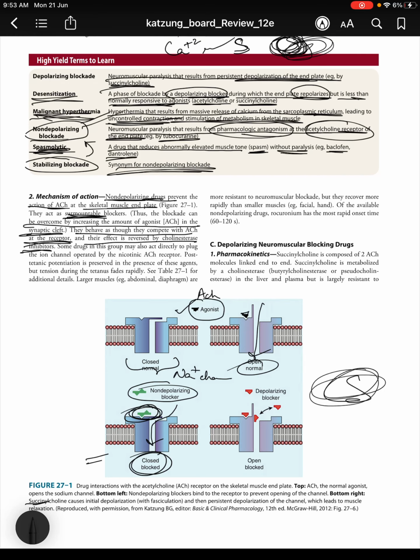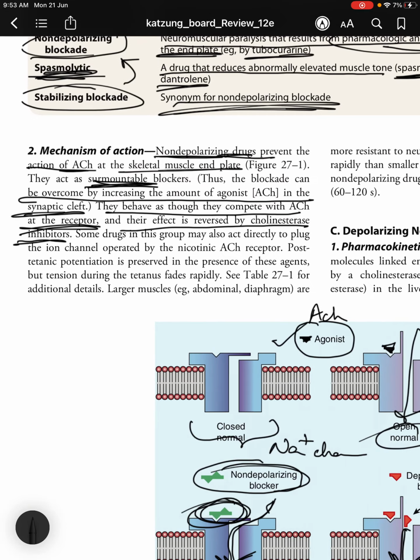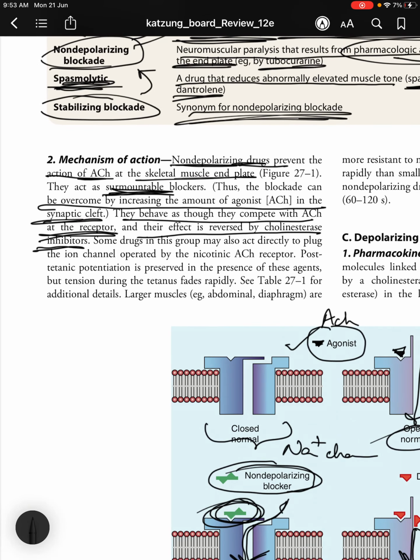Whereas succinylcholine acts by persistent depolarization, so it is a depolarizing blocker. When it binds, it causes initial depolarization with fasciculation and persistent depolarization of the channel, which leads to muscle relaxation. So, it is open but it is blocked. With a non-depolarizing blocker, the channel is closed and it is blocked. Non-depolarizing blockers include curare, tubocurarine and the other ones. That is why they don't do anything to alter the depolarization status. What they do is they close the channel.